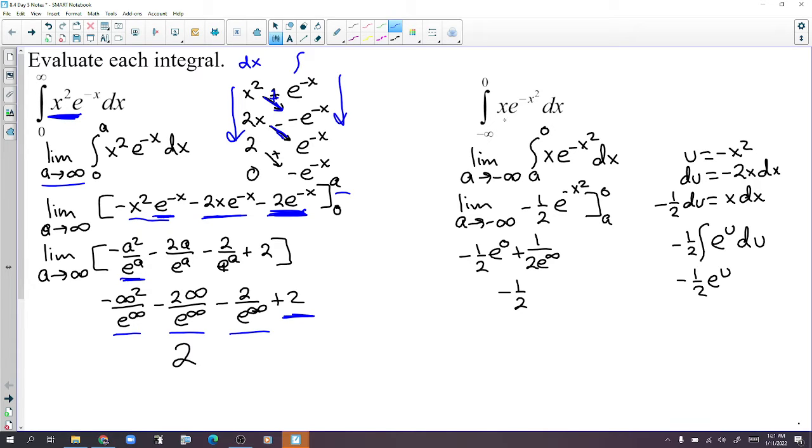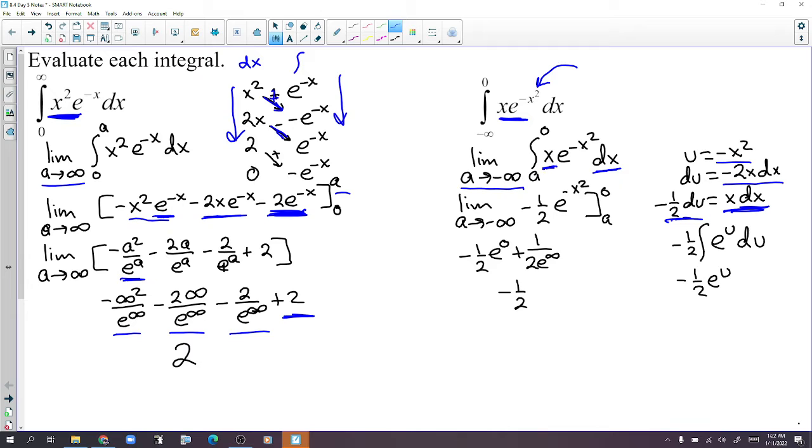This one we're going to do u substitution. We're not going to do integration by parts or tabular because we don't know what the integral of that is. So u is negative x squared, derivative is negative 2x dx, divide by negative 2, and we have that x dx. And we see the limit as a approaches infinity. We have x dx. We just don't have that negative 2. So we're going to divide by negative 2, get that half.